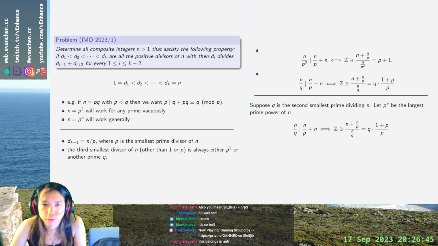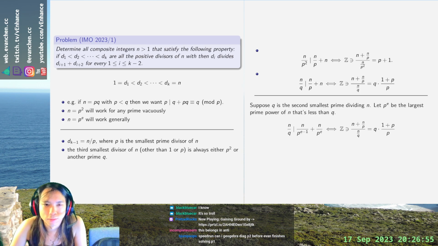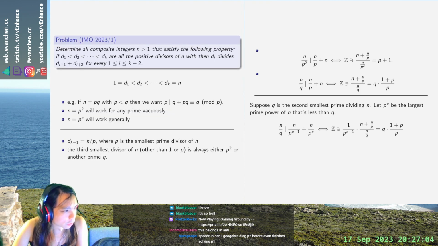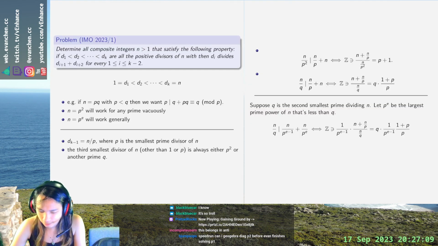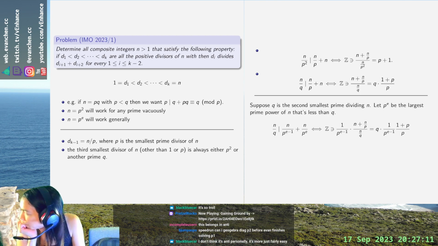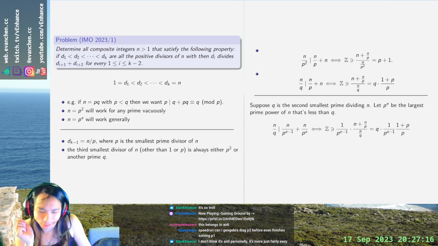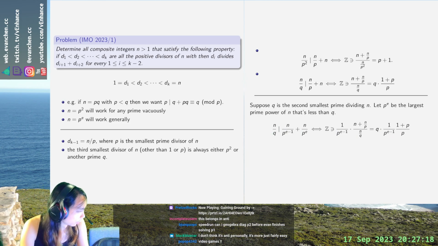minus 1, n over p to the e. Okay, and then this is like 1 over p to the e minus 1 times that. So this is still not an integer, right? This is not an integer. So yeah. Okay, that's not bad. Okay, this just works, right?